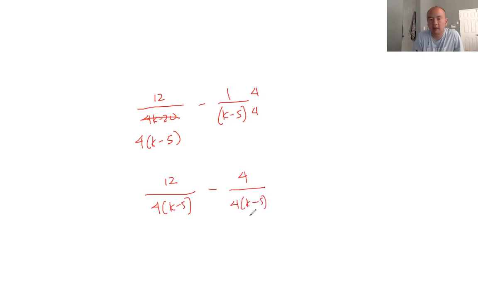Okay. And then this equals, so then you subtract these two to be 8 over 4 times k minus 5. And you could simplify, because this number and this binomial are multiplying, you could simplify just the 4 and the 8. So that just becomes 2 over k minus 5. Okay?